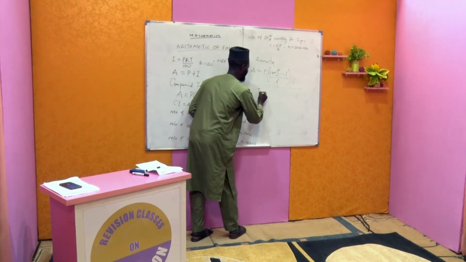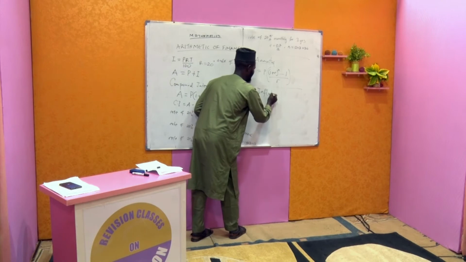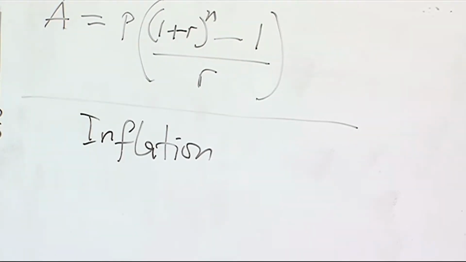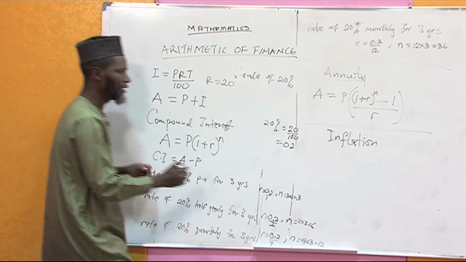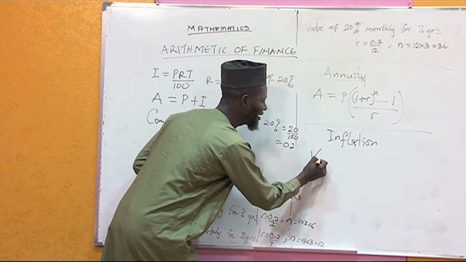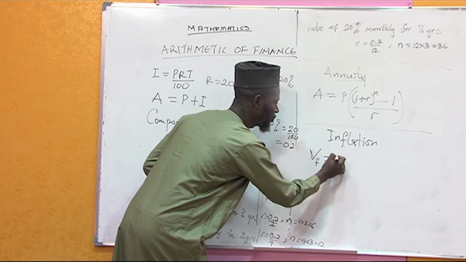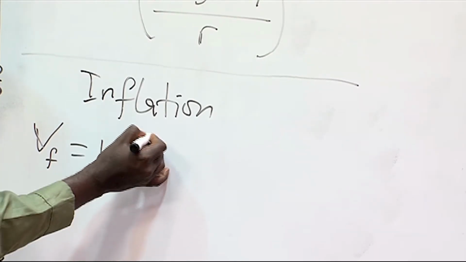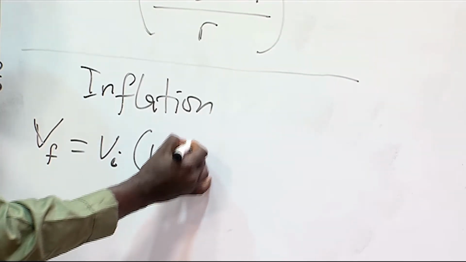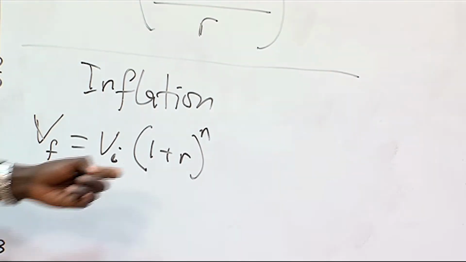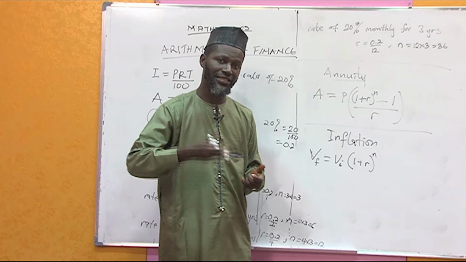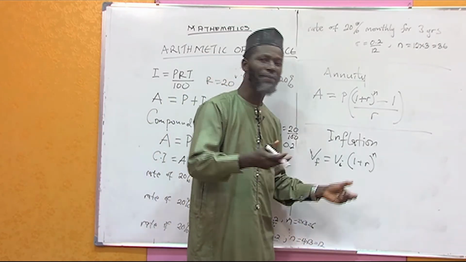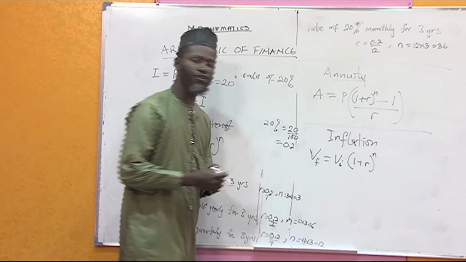Inflation. For inflation, we have this formula. We are still going to modify this formula for inflation. You have your final value is equal to initial value into bracket 1 plus R raised to power N, whereby this R simply means the rate of your inflation. You know, inflation is the increment, and N is the number of years. That's the formula for inflation.